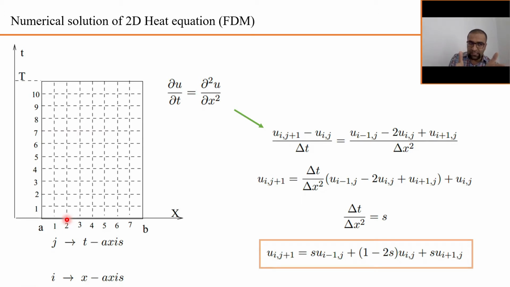In this solution, we don't need iteration. Maybe you can say why we don't need. This is very clear. Sometimes, if we want to find the value of the function at this point, we need all the neighboring values: this one, this one, this one, and this one.